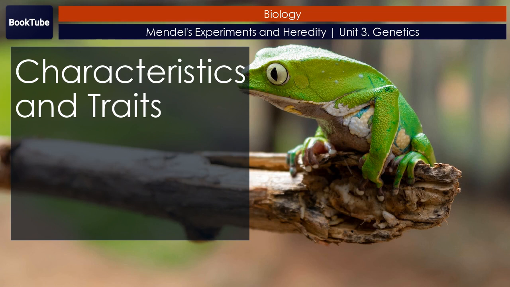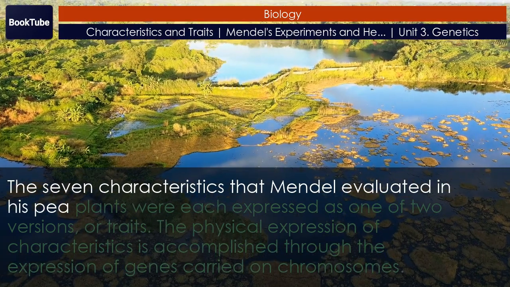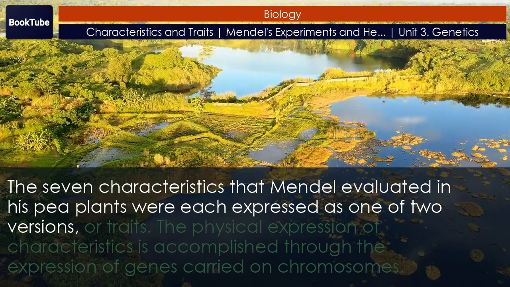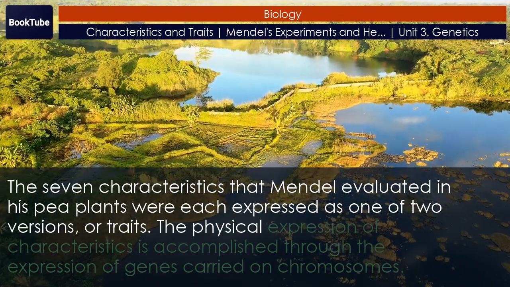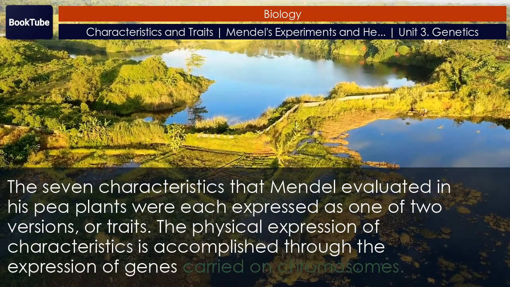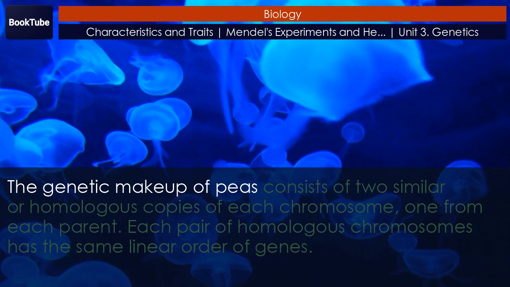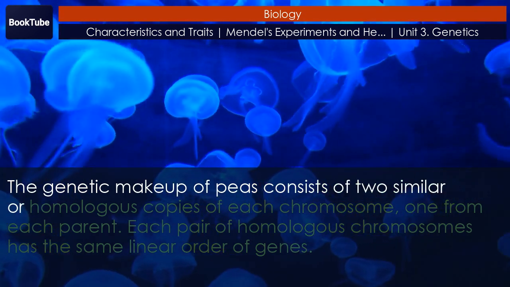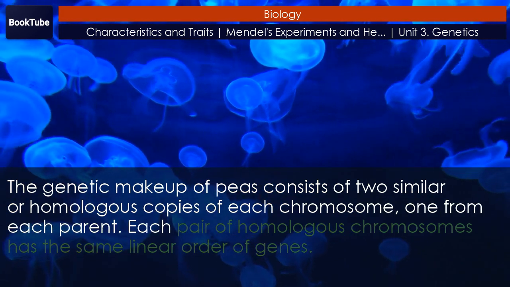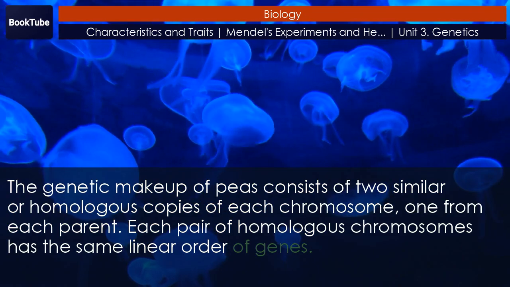Characteristics and traits. The 7 characteristics that Mendel evaluated in his pea plants were each expressed as one of 2 versions, or traits. The physical expression of characteristics is accomplished through the expression of genes carried on chromosomes. The genetic makeup of peas consists of 2 similar or homologous copies of each chromosome, one from each parent. Each pair of homologous chromosomes has the same linear order of genes.